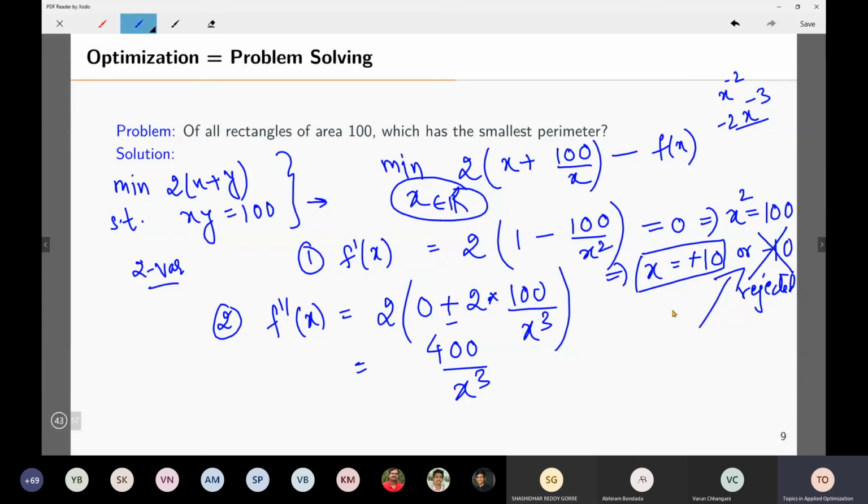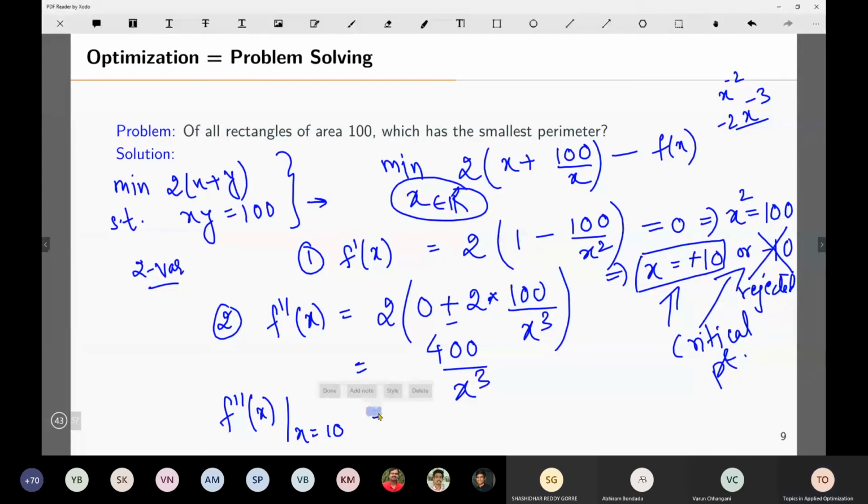Now we have to check at the critical point, right? So this is our critical point, so we have to check at the critical point whether it's positive or negative. So f double prime of x at x equals 10 is positive. Okay, so I can directly write, it is positive. This implies that x equals 10 is a minima.